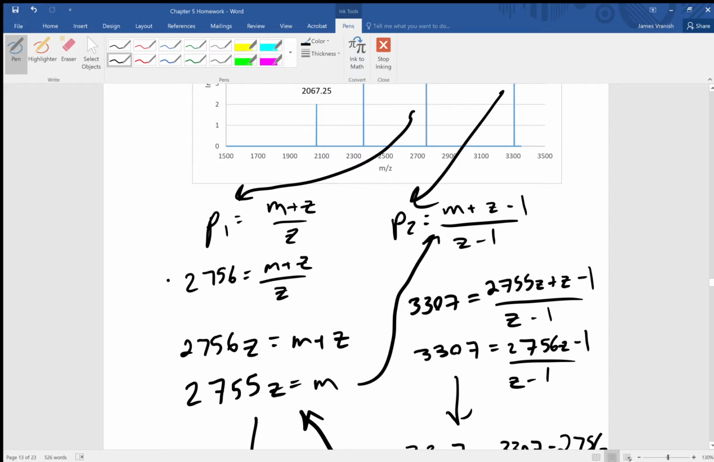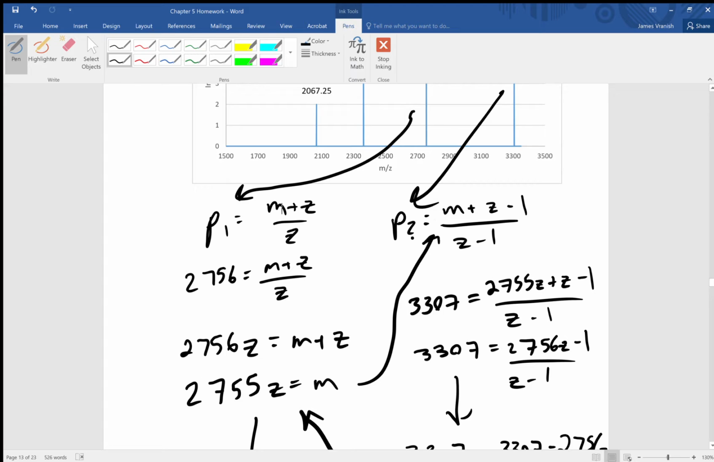So if we took this 2756 equals (m plus z) over z and multiply both sides by z, we end up with 2756z is equal to m plus z. Then we can subtract z from both sides, and you get 2755z is equal to m. Now we've solved this equation for m in terms of z. So we know that m is equal to this.